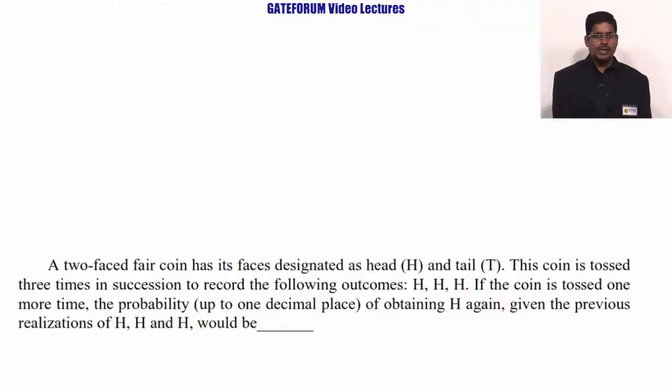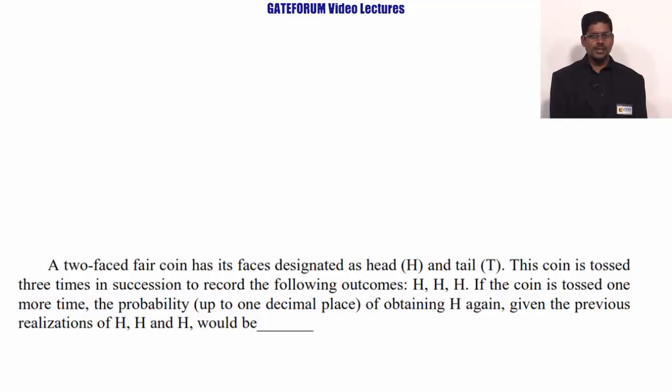The question is, a two-faced fair coin has its faces designated as head H and tail T. This coin is tossed 3 times in succession to record the following outcomes: H, H, H. If the coin is tossed one more time, the probability up to 1 decimal place of obtaining H again, given the previous realizations of H, H and H, would be dash.